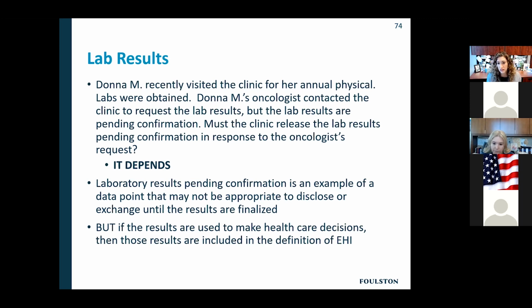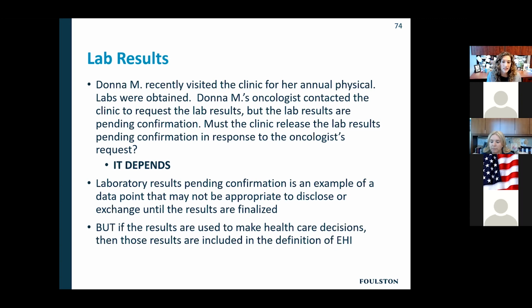So if you've gotten lab results back and it shows that someone has an elevated thyroid level, and you've gone and prescribed them medication already, but you're still waiting on confirmation, or they aren't finalized yet, or something along those lines, you still need to exchange that information or provide access to that information because it's being used to make healthcare decisions. Again, the reason why the 21st Century Cures Act was implemented, the reason behind this information blocking rule, is to help promote the exchange of information to allow individuals to be active in making their health care decisions.